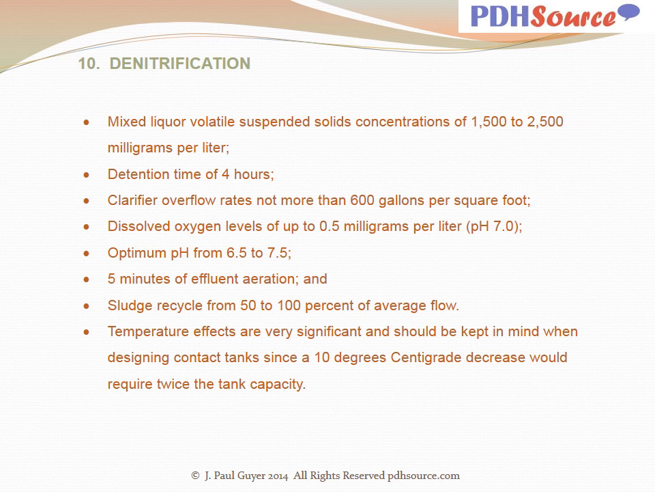dissolved oxygen levels of up to 0.5 milligrams per liter, pH 7.0, optimum pH from 6.5 to 7.5, 5 minutes of effluent aeration, sludge recycle from 50 to 100% of average flow. Temperature effects are very significant and should be kept in mind when designing contact tanks, since a 10-degree centigrade decrease would require twice the tank capacity.